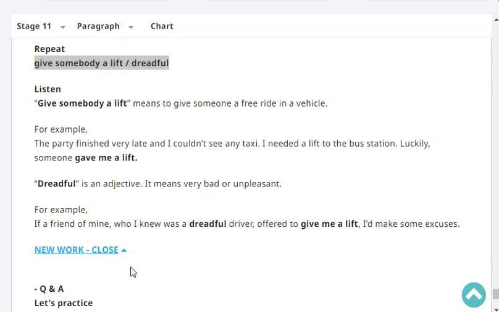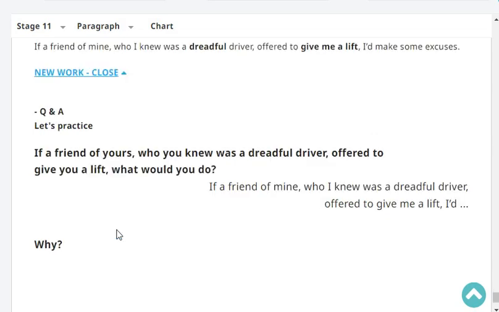The word dreadful is an adjective. It means very bad or very unpleasant. Dreadful. For example, if a friend of mine who I knew was a dreadful driver offered to give me a lift, I'd make some excuses. Okay, let's practice. If a friend of yours who you knew was a dreadful driver offered to give you a lift, what would you do?